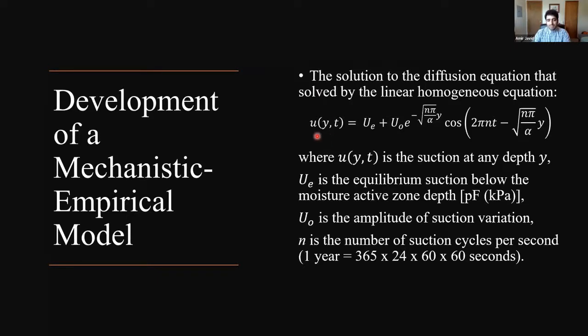Here we have u, the suction, which is a function of y, the depth, and t, the time. And we can see that here we have ue, which is the equilibrium suction below the moisture active zone depth. It can have a unit of pF or kPa. Then we have u naught, which is the amplitude of suction variation. And finally, in our exponential function, we have n as the number of suction cycles per year. Currently, most researchers use 1 year here. Of course, we can convert it to seconds. And we have the diffusion coefficient and, of course, the depth.